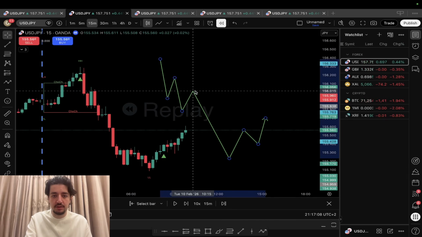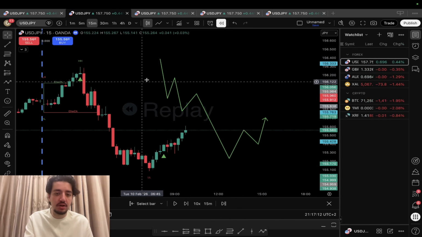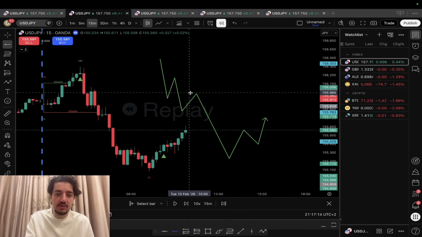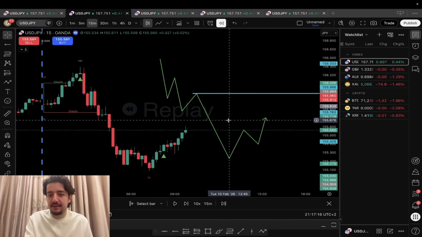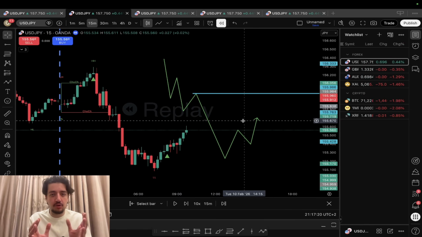Cool. So you see we have an external downtrend. When does the external downtrend end? Only once we break this high. Amazing. Now, can we take buys here? Of course, you need more confirmations than just a trend, okay?